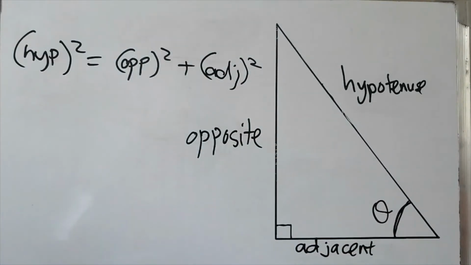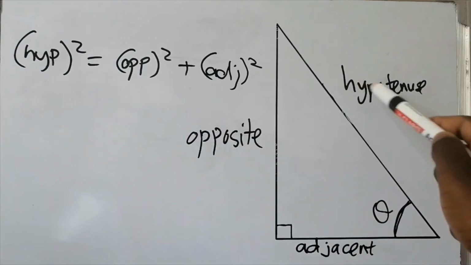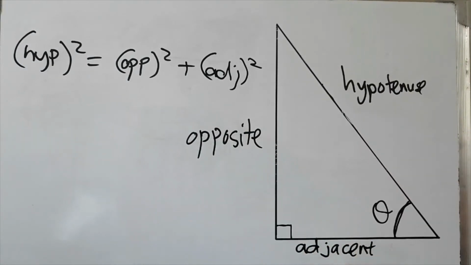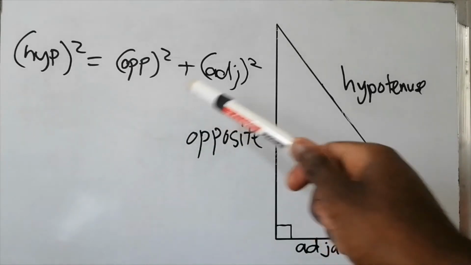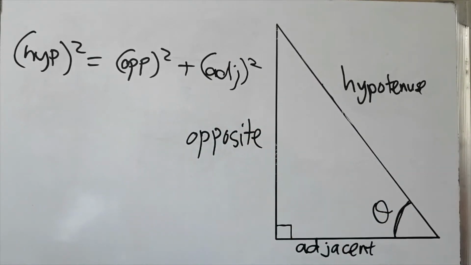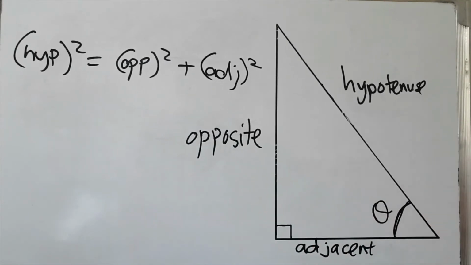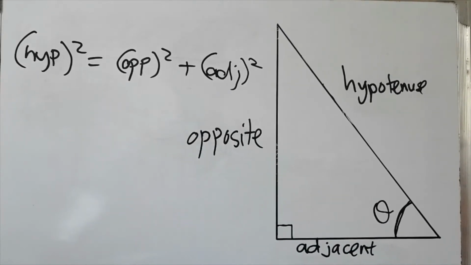It basically states that the hypotenuse squared is equal to the opposite squared plus the adjacent squared. So what it means is that if you are given the hypotenuse and the opposite, you'll be able to calculate the adjacent from Pythagoras theorem. If you are given the opposite and the adjacent, you'll be able to calculate the hypotenuse from the Pythagoras theorem. So let's try to use Pythagoras theorem to solve a question.